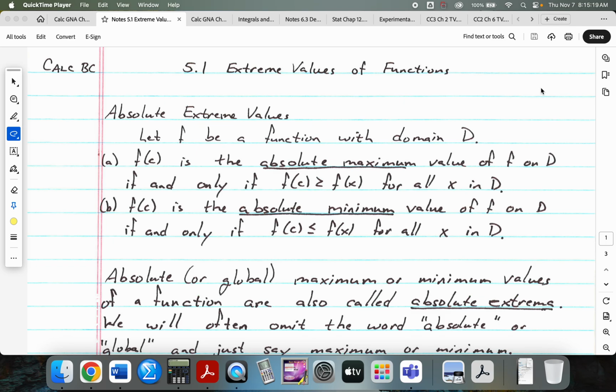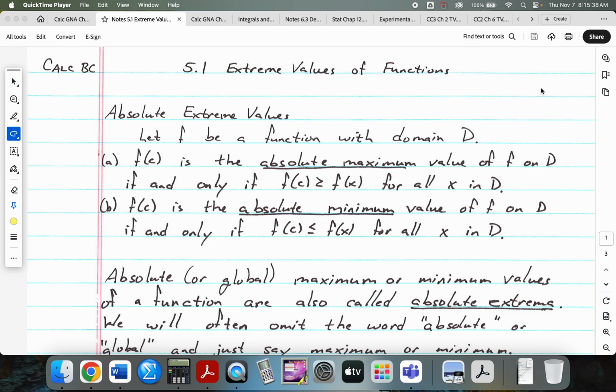You may notice that we're going back to section 5.1. The order that the book gives us in, it works. It's just not my favorite for AB. So we skipped around a little bit. So today we're going to do section 5.1, which is on extreme values of functions.